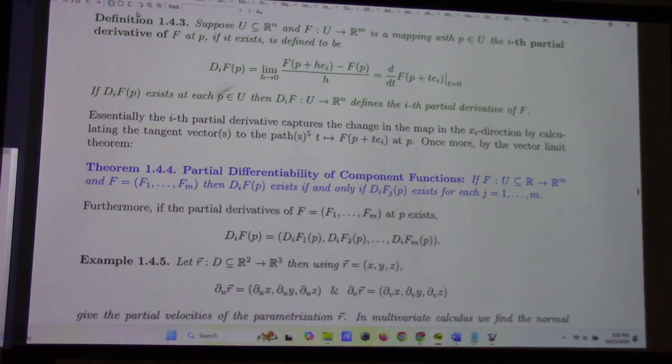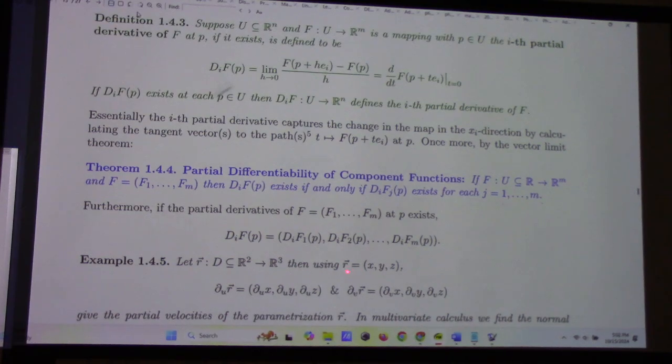Theorem: if you have a function, then the partial derivative of the whole map exists if and only if the partial derivatives of each component function exist. So we've got, again, this interplay between the whole function and its component functions at the level of partial derivatives. And more, not just that, the partial derivative of the whole function is the vector of partial derivatives of the components. All right? And a place you've already done this is Calc 3.